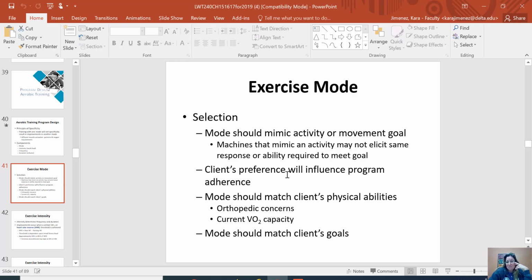Obviously, their preference is going to influence what you choose as far as the mode. If you have a person who hates to run, then that's probably not something that you want to put in their program. It's got to be something that they enjoy. And then it also has to match their physical abilities. You have to look at those orthopedic concerns. If they have specific injuries, like a knee problem, again, running is probably not something you want to do with that client because that repetitive pounding is going to further aggravate their condition. Okay, so things to think about when you look at the mode.